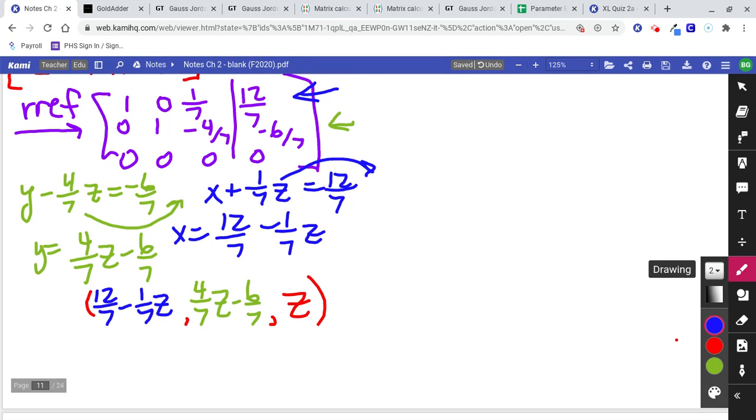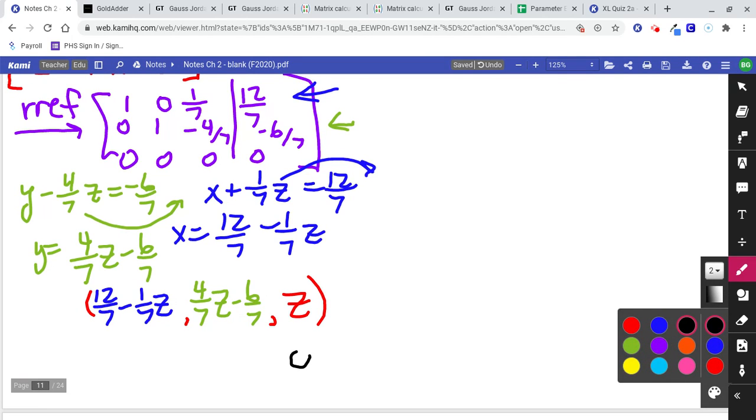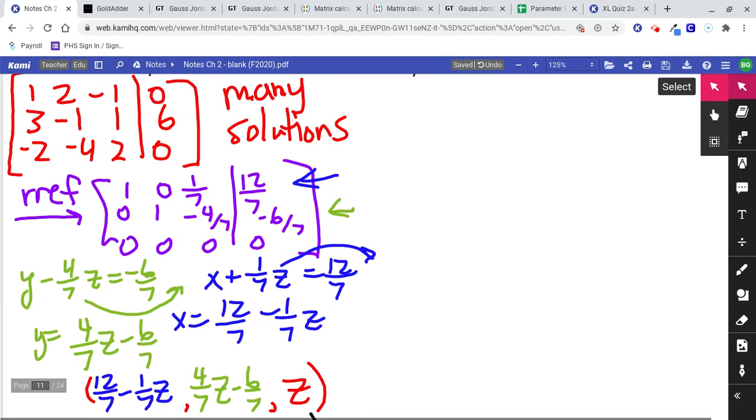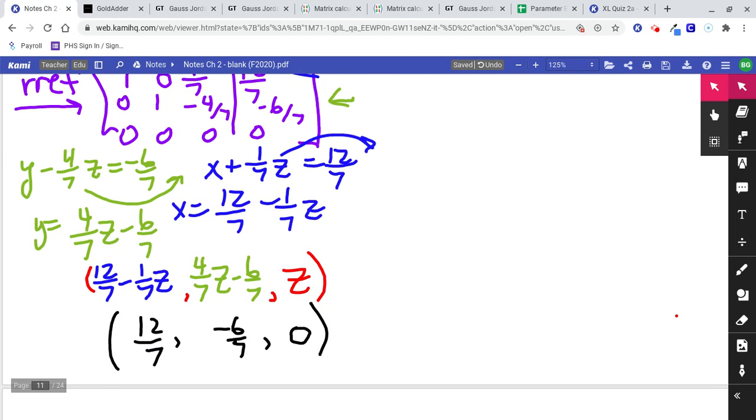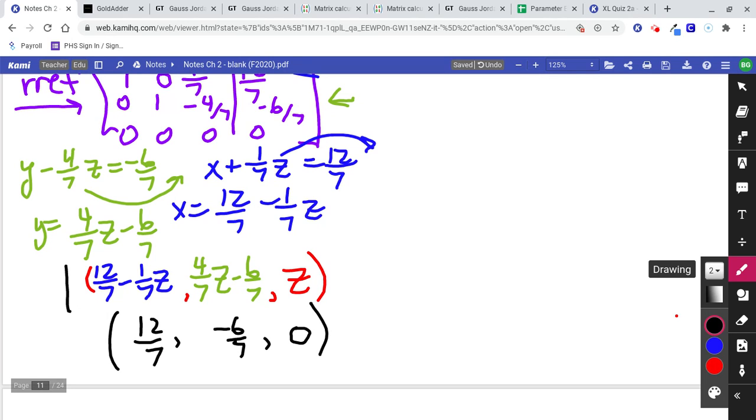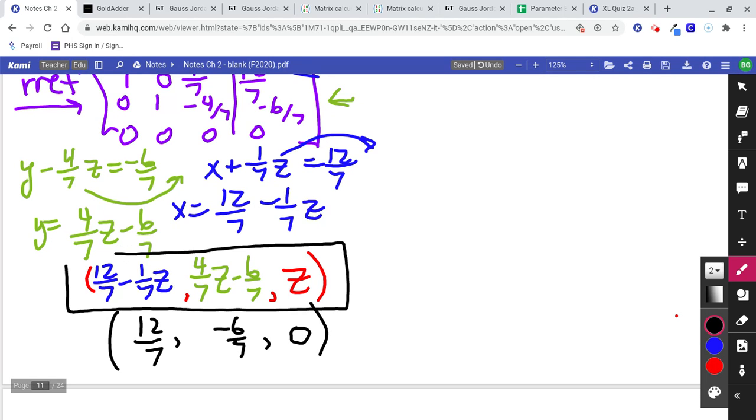If you want some examples, just start plugging stuff in. Pick a number for your parameter like 0, something easy. If you plugged in 0, you're going to get negative 6/7 for the Y coordinate. If you plug in 0 over here for Z, you'd get 12/7. That's one possible solution of the many solutions. So yes, we knew it was many solutions, but now we know those many solutions have to have this pattern, this form. And here's an example.